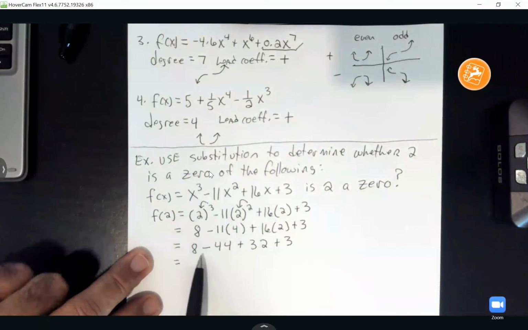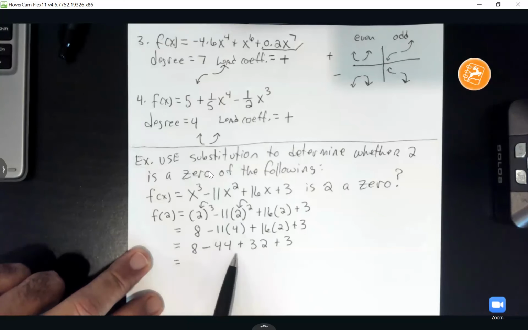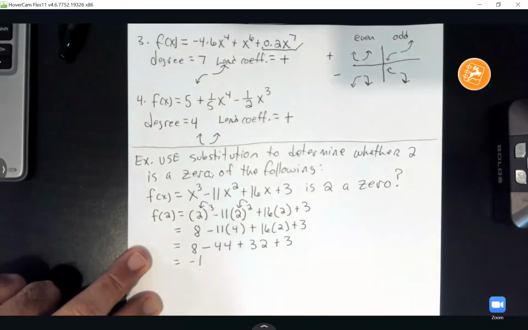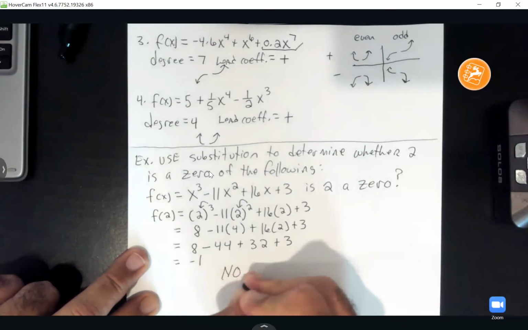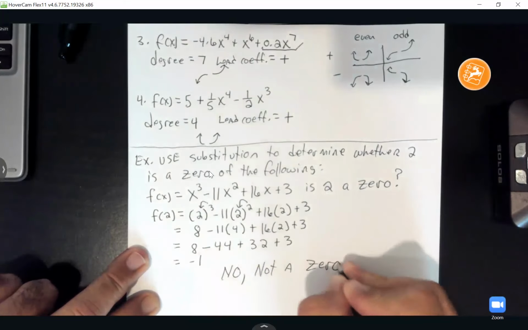All right, y'all, let's see what we get. 8 minus 44 is a negative 36. Negative 36 plus 32 is a negative 4. Negative 4 plus 3 gives me a negative 1. So this is not a 0.